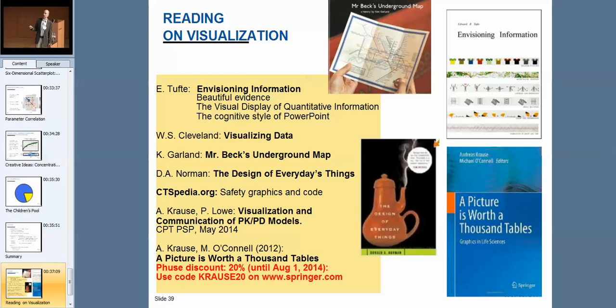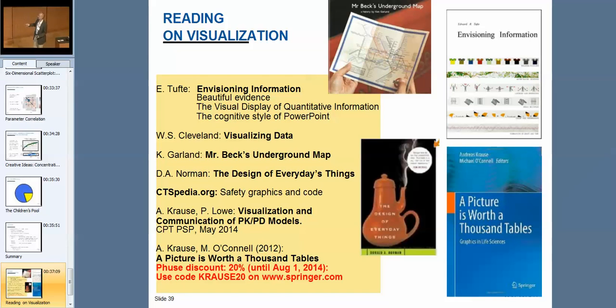This is a beautiful book by Edward Tufte, Envisioning Information. Another one is called Beautiful Evidence. These are the types of books where we really talk about data, how to visualize data, what kind of principles and concepts you should be following. Another one I read last year is Mr. Beck's Underground Map. That's a lovely book to read. This is about the development of the Tube map in London, the Underground map, right?